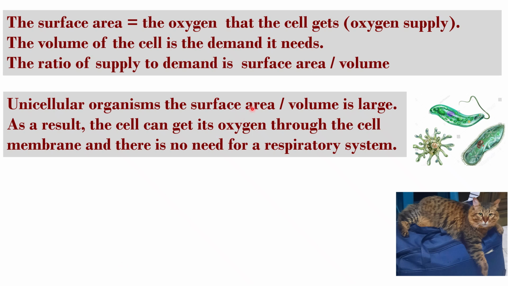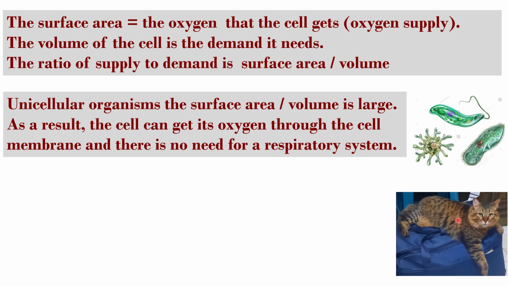Unicellular organisms have a large surface area to volume ratio. As a result, they can get a lot of oxygen, and this oxygen can meet their needs and demand, and it is enough for them. As a result, the cell can get its oxygen through the cell membrane, and there is no need for a respiratory system. So all of these cells get their needs from the environment directly by diffusion because they have a large surface area to volume ratio. What about my cat Tony?